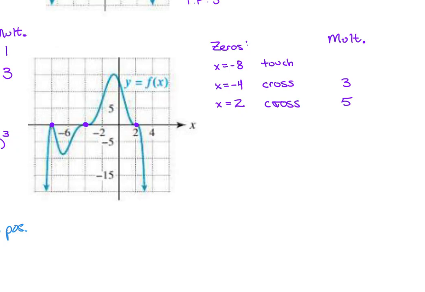All right, the last one I'm going to look at is -8. We are touching. We do want an even multiplicity. But notice that this is also sharper than our x cubed. And so for me personally, I'm thinking I want to go with a multiplicity of 4.